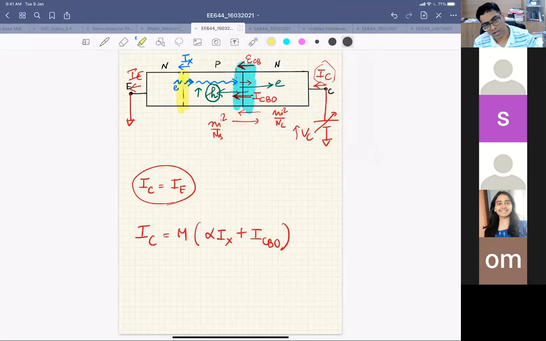Again, that means your emitter base junction will be more and more forward biased, right? So this is a positive feedback loop. So at some point of time, your current will be very high. Your collector current will be very high. That means your emitter current will also be very high, because collector current is equal to emitter current in this case, right?